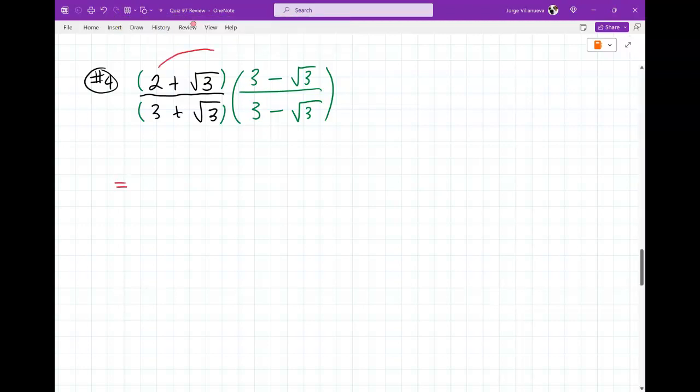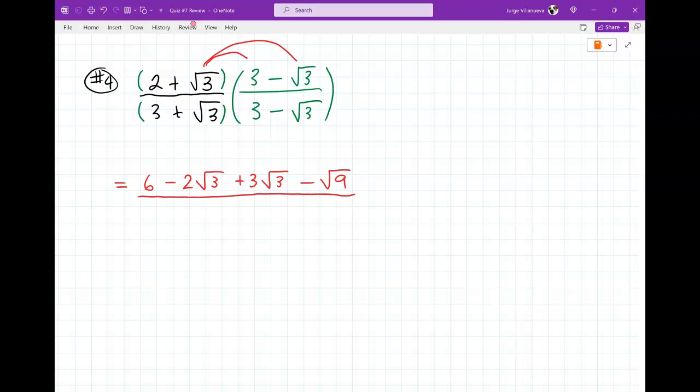All right, so let's start. 2 times 3, that's 6. 2 times negative radical 3 is negative 2 radical 3. All right, so that's this part right here. Now let me erase those lines. Radical 3 times 3 is positive 3 radical 3. And radical 3 times negative radical 3 is negative radical 9. Again, I'm showing some extra steps. If you want to work this faster, please feel free to do so. All right. Done with the top.